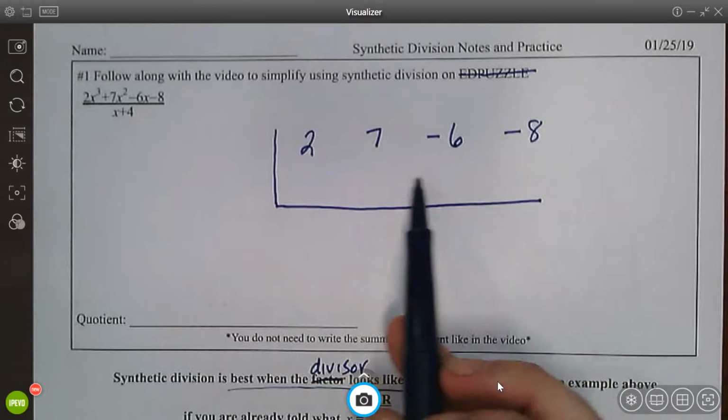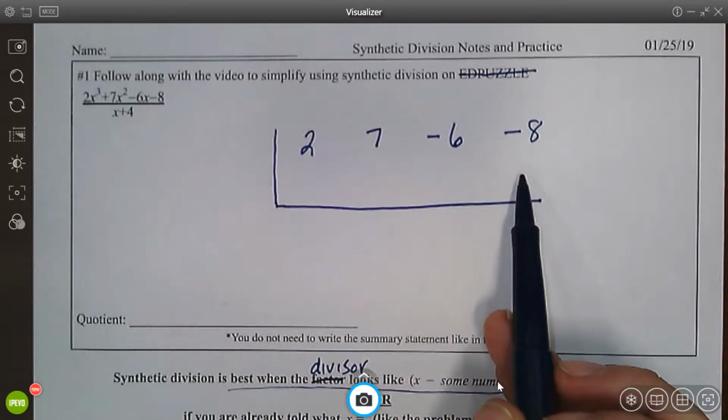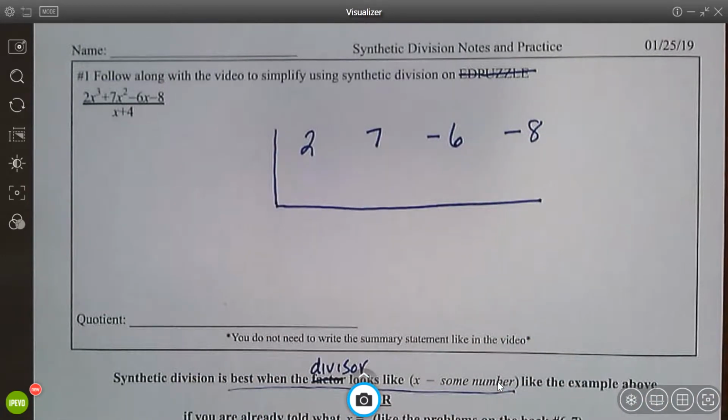Notice I left all this space right here. You have to continue to leave that space. Please don't draw the line right under here, because you'll see in a moment why that screws it up a little bit.